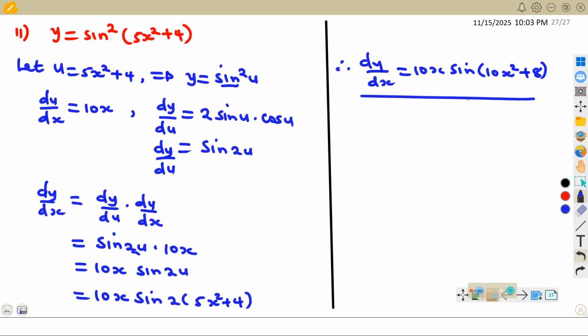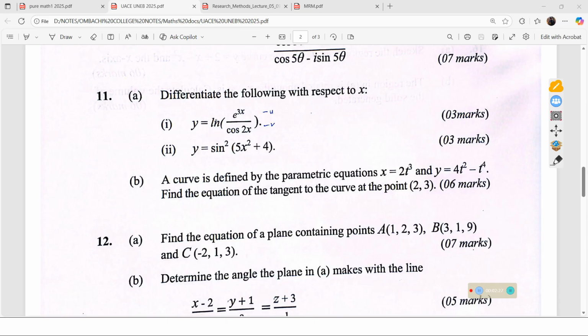So we have so far looked at parts 1 and 2, that is for part A, and now we can come to part B. Part B says a curve is defined by the parametric equations, x equaling to this and y equaling to that. Find the equation of the tangent to the curve at the point which is (2, 3).